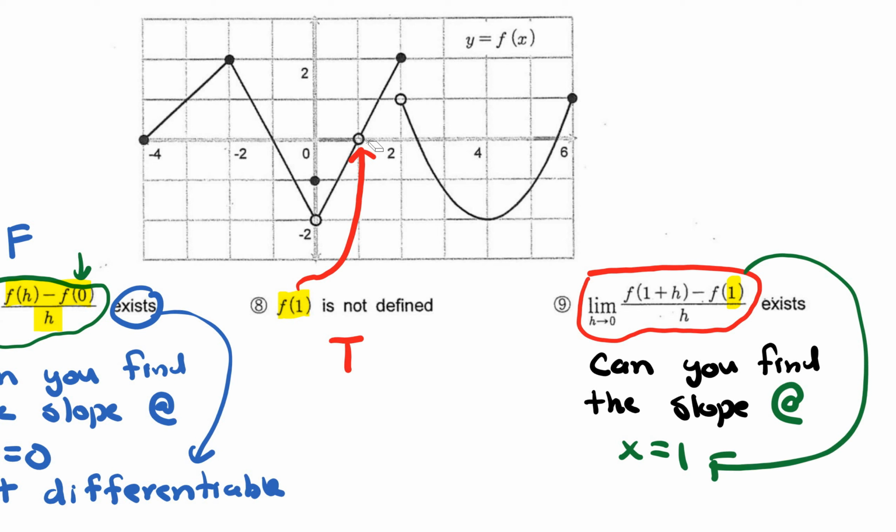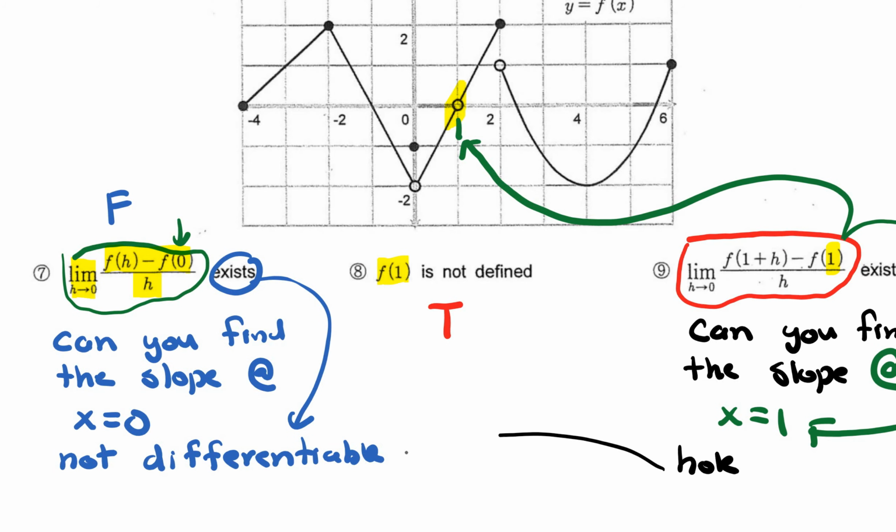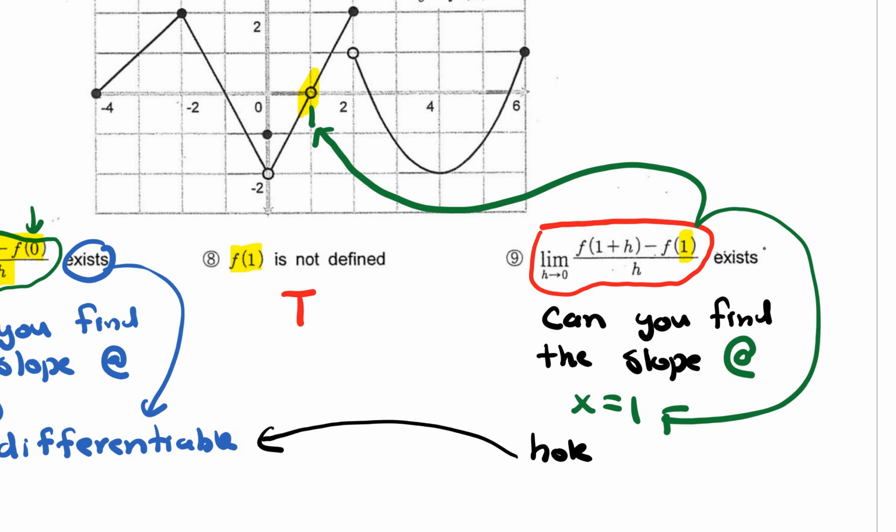Okay, so when we're at 1, which is right here, so here's 1 right there. The question is, can you find the slope when x equals 1? And the answer is no, you cannot, because there's a hole. So it's basically the same reason as this one here. It's not differentiable, so you can't find the slope at that particular point. So this statement is going to be false, right? It does not exist. It's not differentiable, so it has to be false.